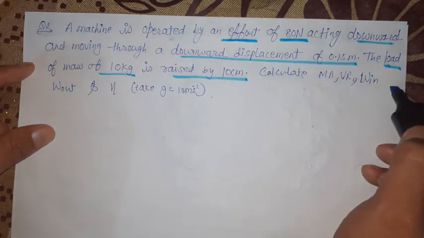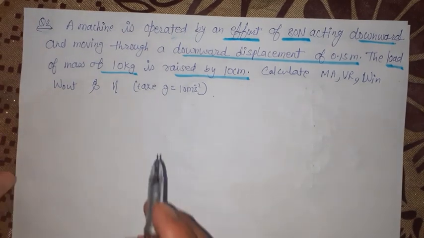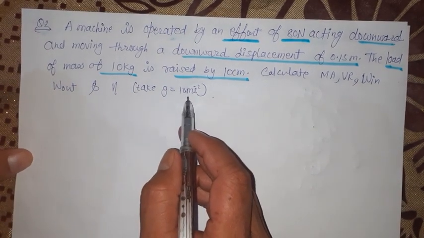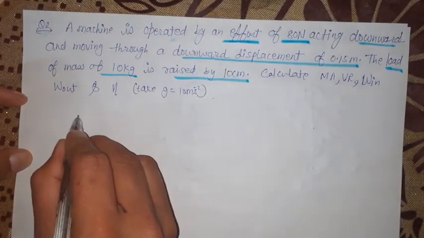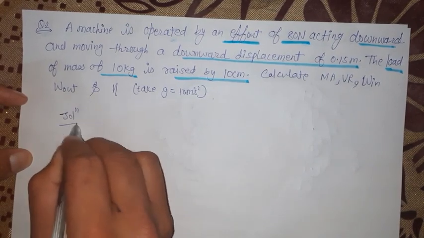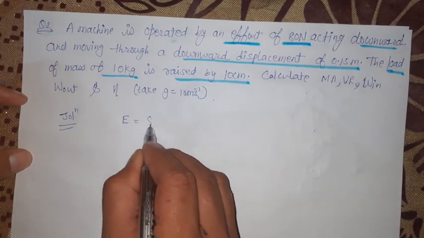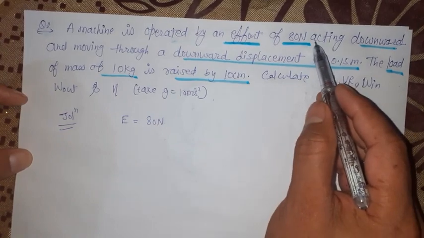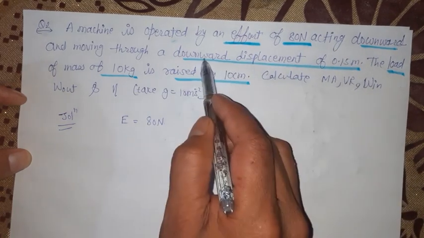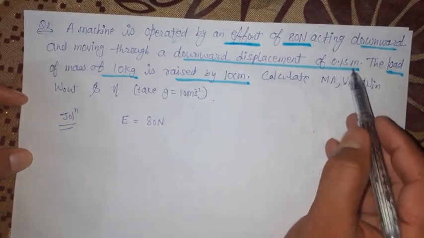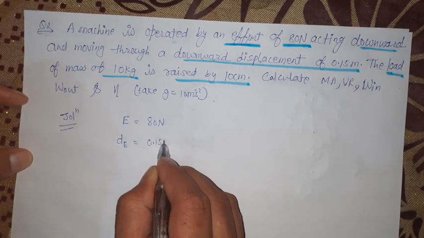Then we have to find the mechanical advantage, velocity ratio, and input and output work. We need to calculate all of that in this question, and the g value we need to use is 10 meter per second square. So first, student, let us see what is given here. Let us start the solution. Effort is given to us in this question. Effort is 80 Newton. The effort moves downward and its displacement is 0.15 meter.